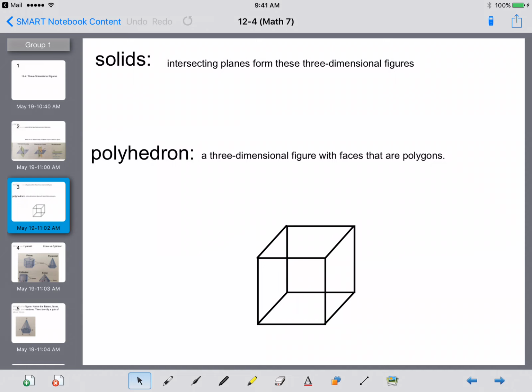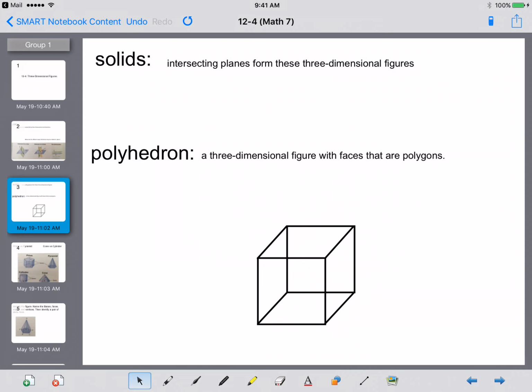Here we have the word solids, which is intersecting planes that form these three-dimensional figures. So, for example, down here in this cube, you have a plane here on the top, that I just moved, on the bottom, and along all the sides. So each side of this cube is a plane itself.